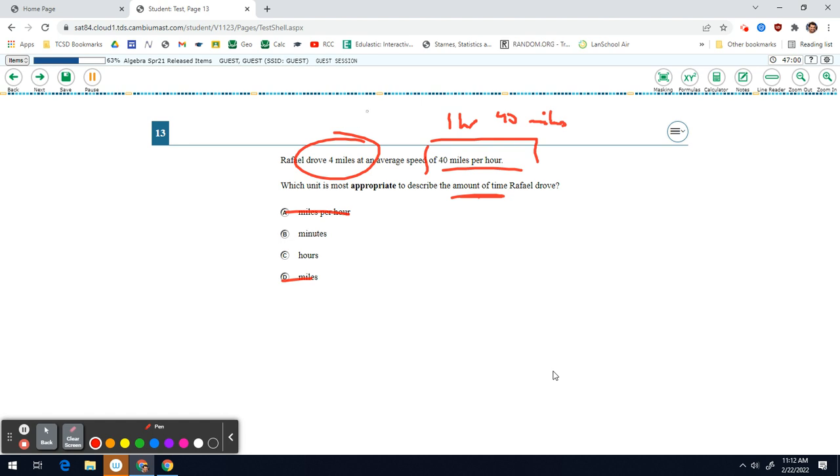And the idea is that because we're going such a small distance, we should use the smaller measurement of time, right? So in this case, the answer should be minutes.